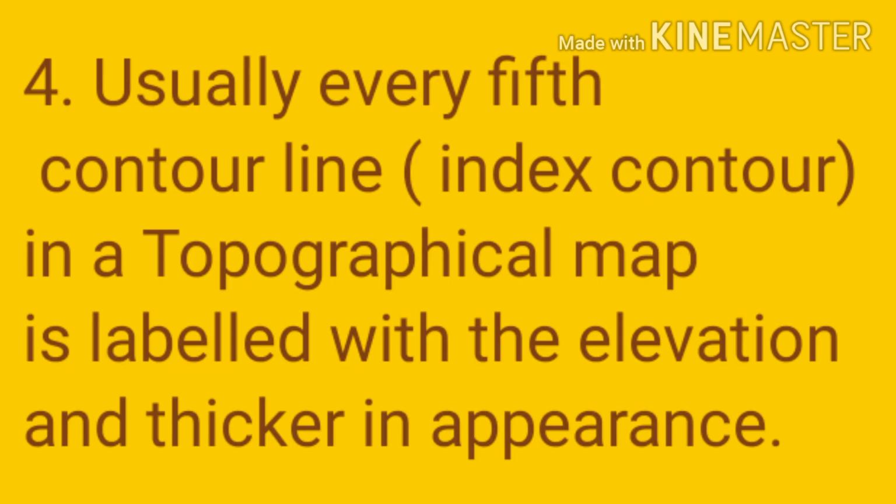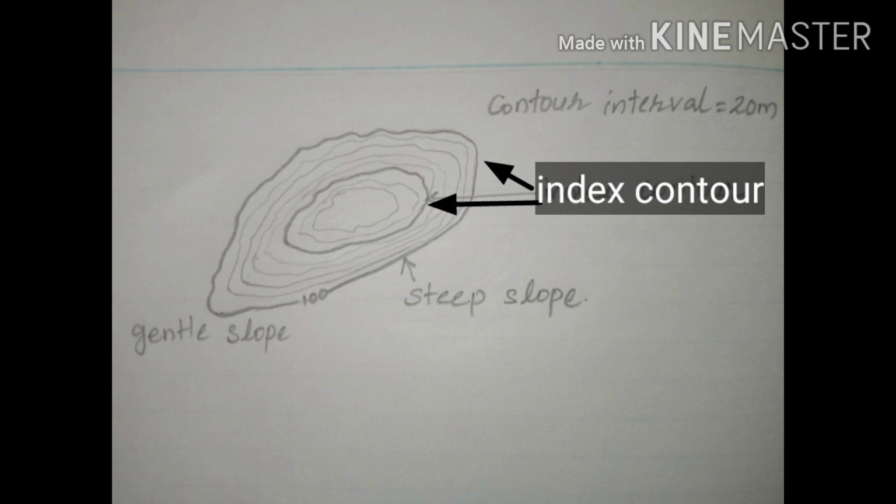The fourth feature of contour lines: usually every fifth contour line, that means the index contour in a topographical map, is labeled with the elevation and is thicker in appearance. This will help us to count the altitude of each and every contour. As we learned in the last class, here the contour interval is 20 meters and the baseline is 100. So the fifth line is a multiple of 100, and the index contour's value will be 200 meters.